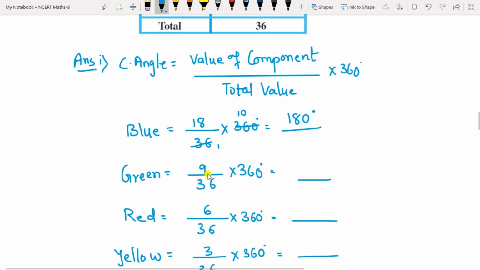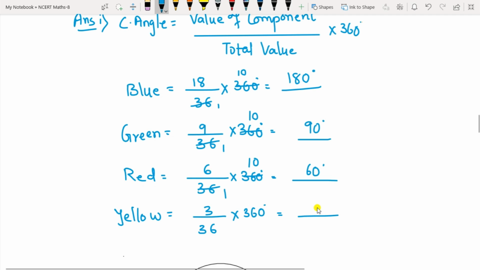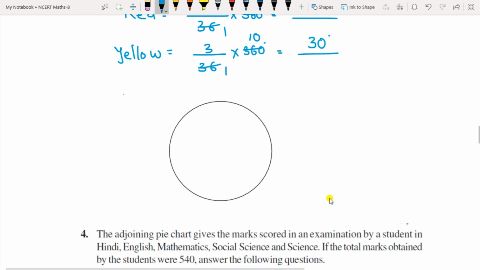Similarly, for green it was 9. So 9 upon 36 into 360 is 90 degrees for green. Then 60 degrees for red and 30 degrees for yellow. Now we have to draw the pie chart. Okay. So how will we draw the pie chart here?